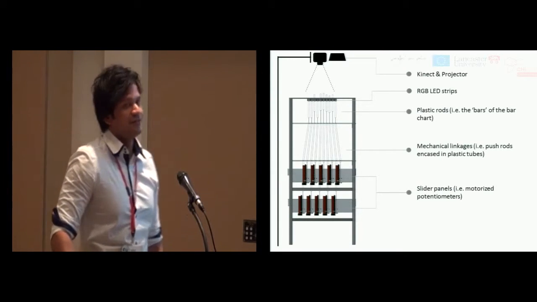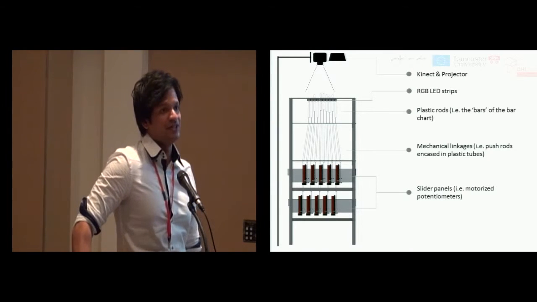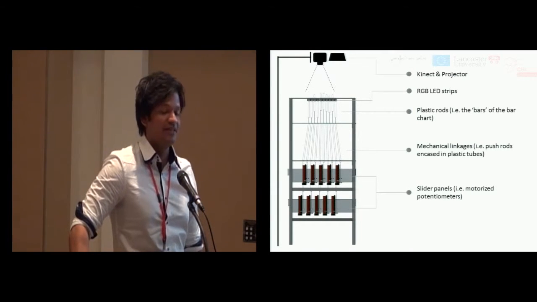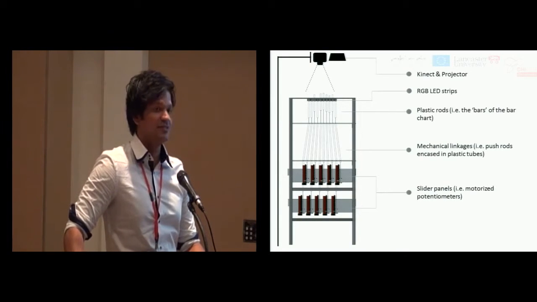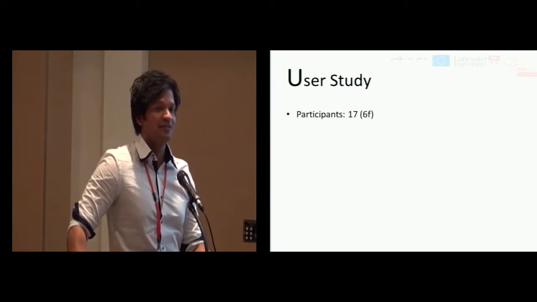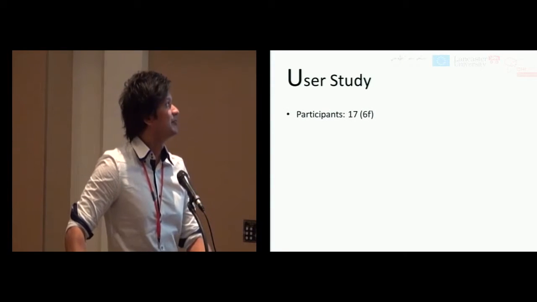We've also got full-color RGB LEDs, which individually illuminate each plastic rod, a Kinect to pick up touch gesture interactions, and a projector to show axes information.